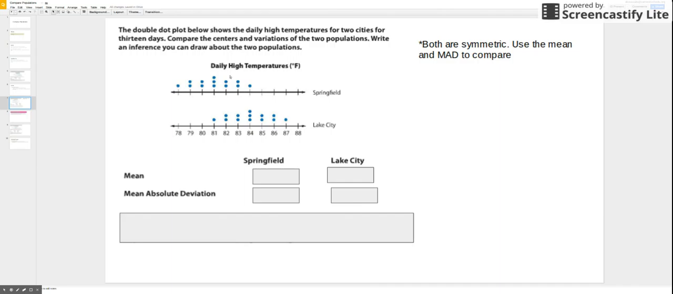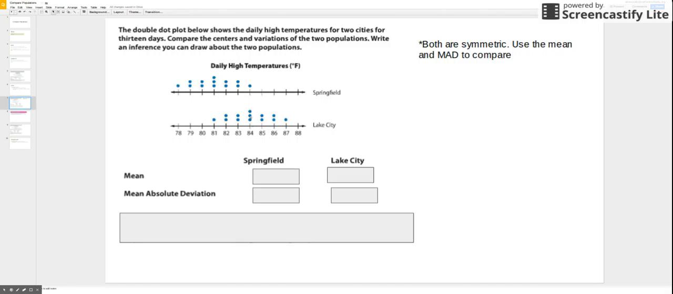Okay, so here are the daily high temperatures for Springfield and for Lake City. If we notice, it looks like both of these are symmetric. If you notice, there's 3, 2, 2, 2, 2, 1, 1. If you were to fold this graph along this middle right here, all the dots would be one on top of the other.